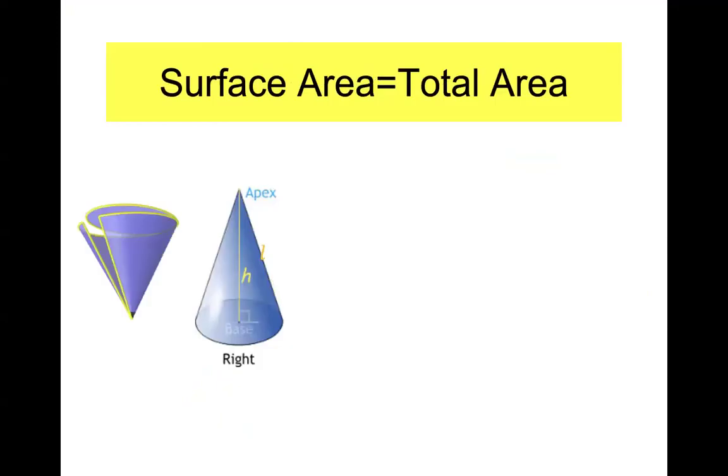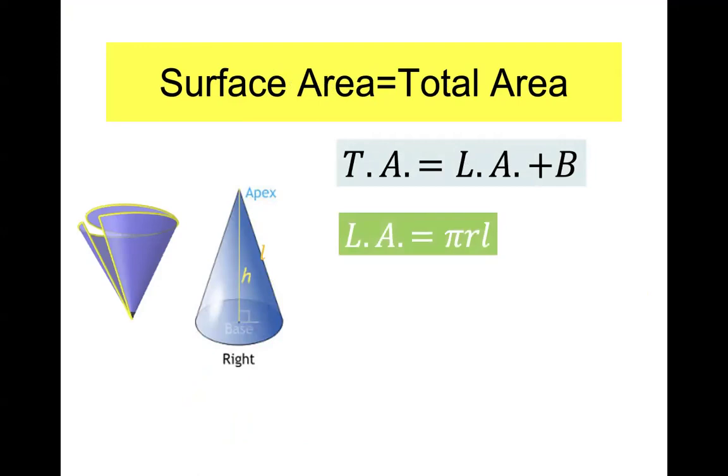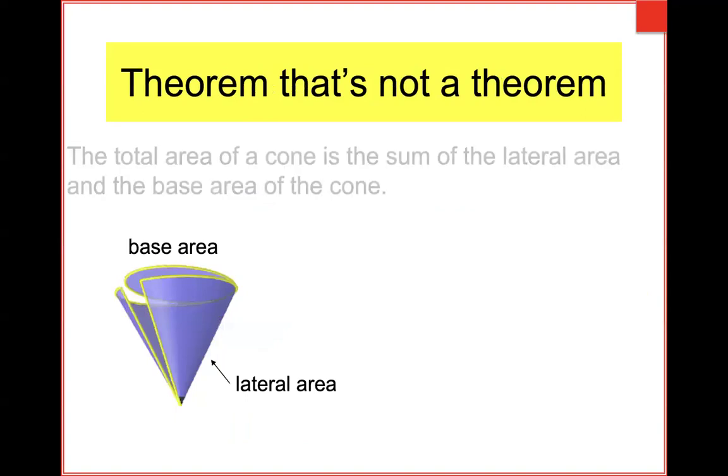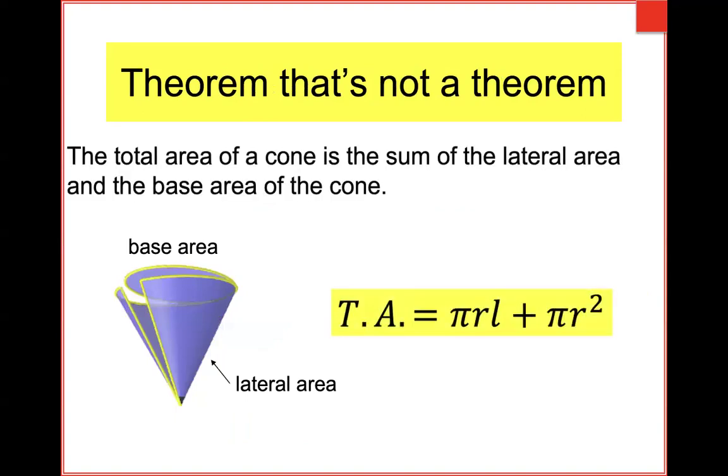The problem here is that, once again, they don't give us total area. So let's see. If the lateral area, which is the side, is pi RL, all I need to do is add the base area. And the base is a circle, that's pi r squared. So write this one down, right? Another theorem that's not a theorem. Total area is equal to pi RL plus pi R squared.